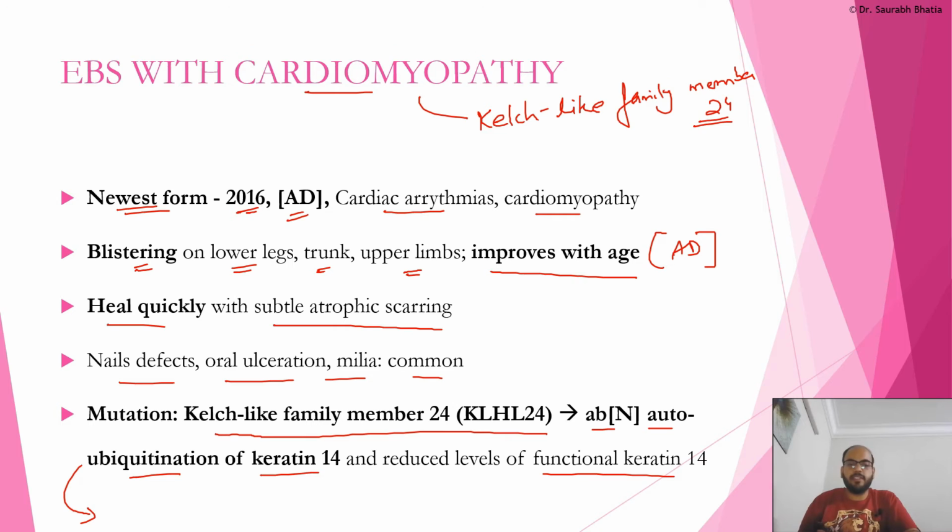In the process of ubiquitination, any protein which is useless for the cell is marked for destruction. So the cell marks that I don't need this protein, destroy this. This marking is known as ubiquitination. Okay. And because of the mutation in Kelch-like family member 24, the keratin 14 is wrongly marked to get destroyed. Because of that, the functional keratin 14 decreases, leading to the EBS phenotype. Okay. So this is how EBS with cardiomyopathy happens. The same molecule is present in the heart also. So you have cardiac arrhythmias and cardiomyopathy.